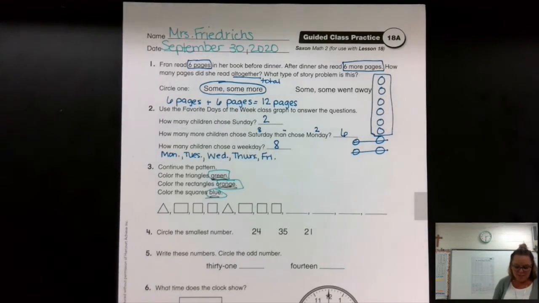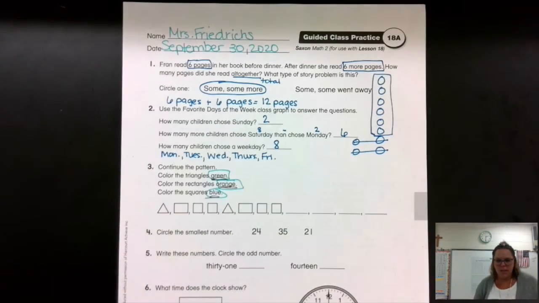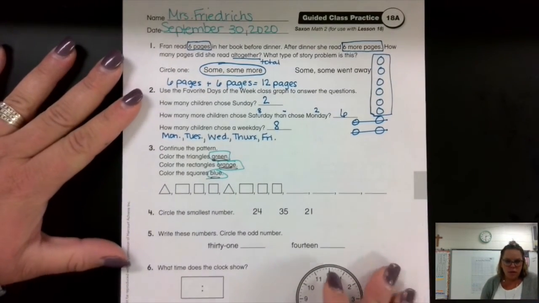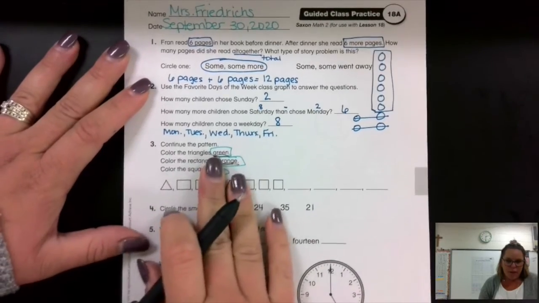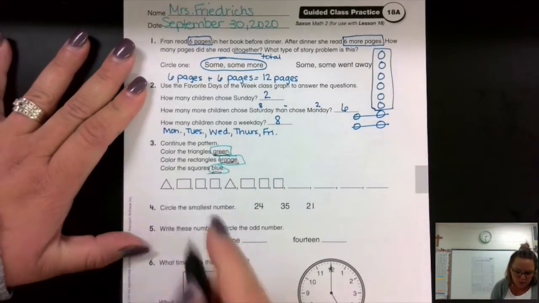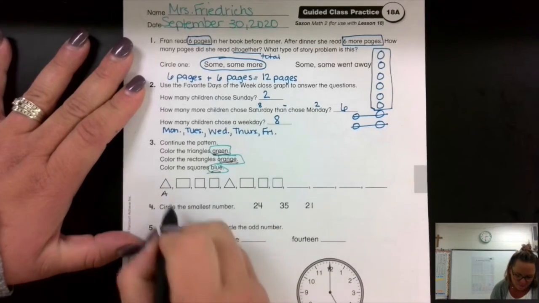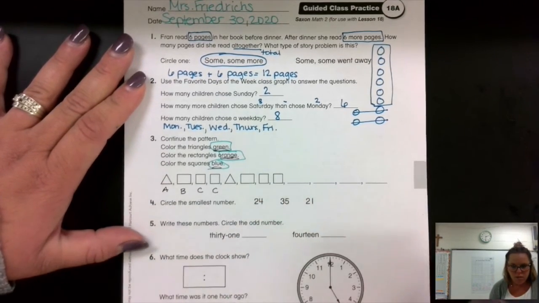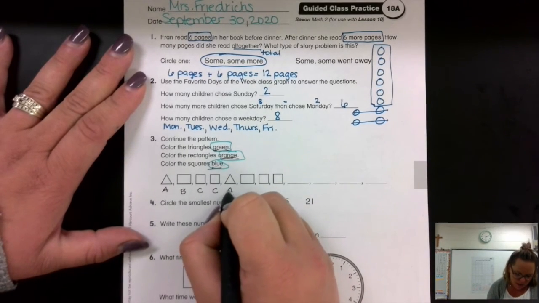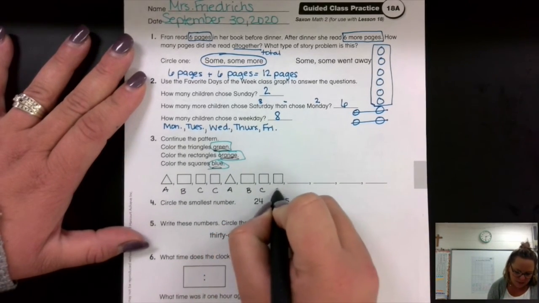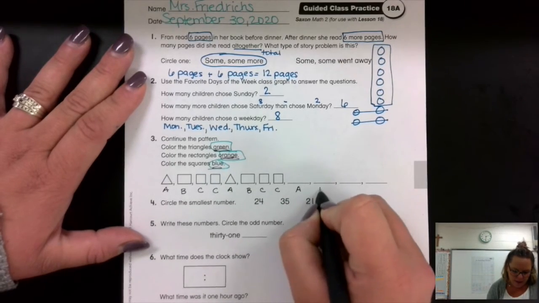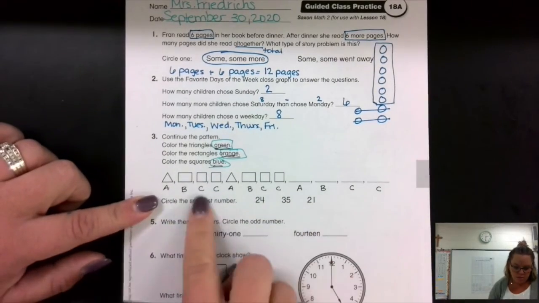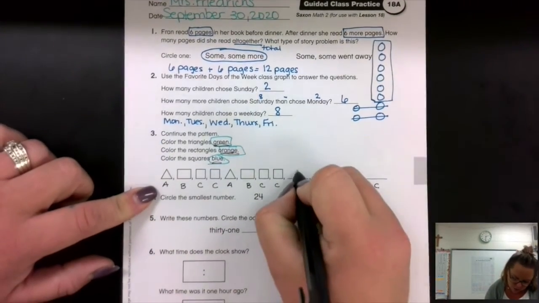Okay, next, we have to continue our pattern. So because I need to use color, I'm going to actually use my black for right now so that we can see the difference. We have to first continue the pattern, and then we have to color. So first continue the pattern. Triangle is A, rectangle is B, and then since we have squares, those are both C. So we have an A, B, C, C pattern. A, B, C, C. So now I just have to fill the shapes in as they match.